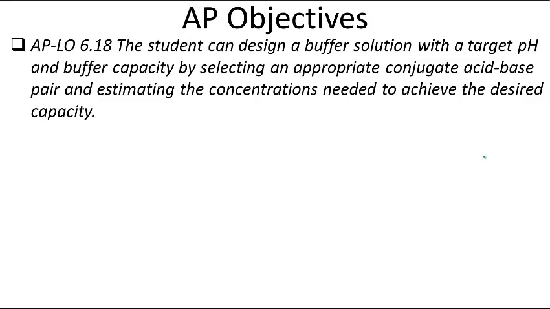All right, 6.18, student can design a buffer solution with a target pH and buffer capacity by selecting an appropriate conjugate acid base pair and estimating the concentrations needed to achieve the desired capacity. You'll do that on the problem set. We talked about buffers in general. We haven't actually done this yet, but there's a question on the problem set that asks you to do this one.